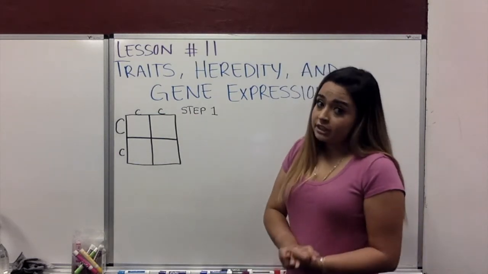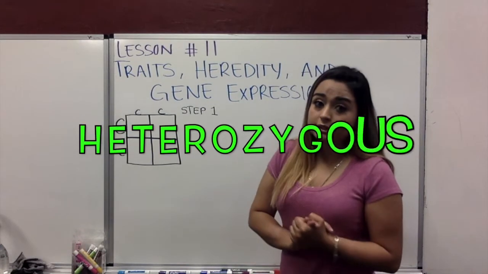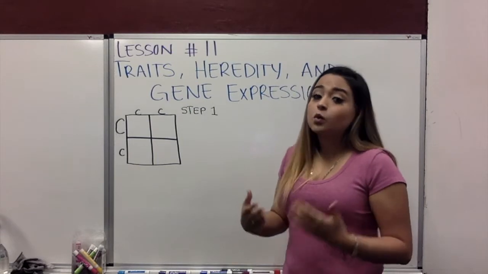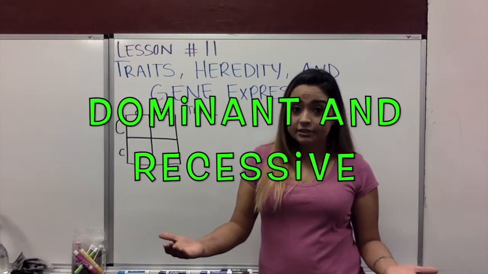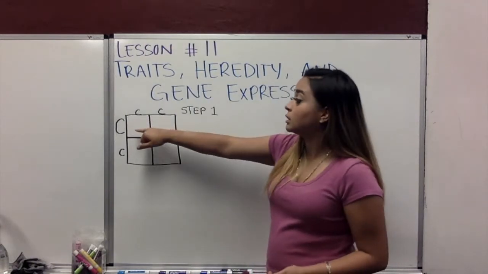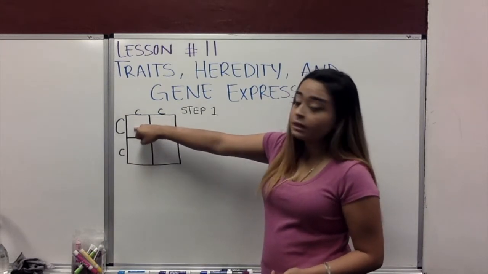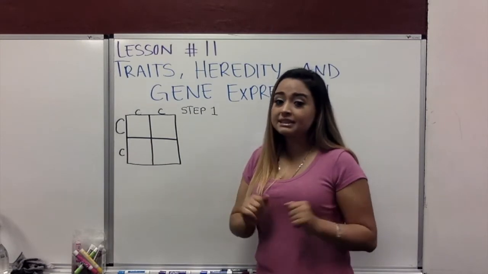The father's genes are going to be represented as heterozygous genes. Now, if you remember what heterozygous genes are, it is when we have one dominant gene and one recessive gene. And we represent those vertically on the top and on the bottom. Okay? Now that's step 1.